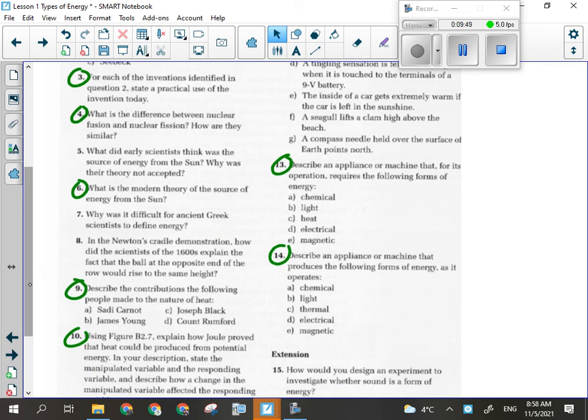Yeah. Okay, for 13, describe an appliance or machine that, for its operation, requires the following forms of energy. Chemical. A battery, or anything that runs on gas, okay, would require chemical energy. Light. Solar panel? Yeah, anything that's solar powered, anything connected to a solar panel would require light. Okay, heat. Would a microwave work for that, or would that be more? A microwave would produce heat. What would require heat? Was it thermocouple? The thermocouple. Yeah, anything that uses a thermocouple.